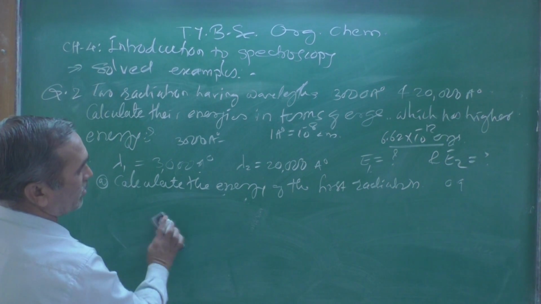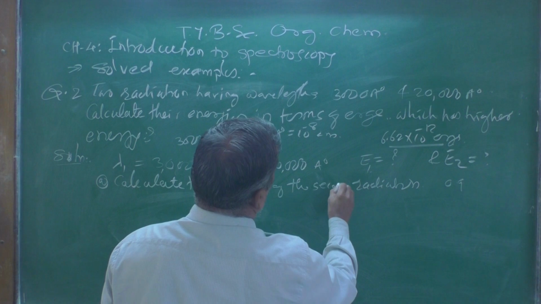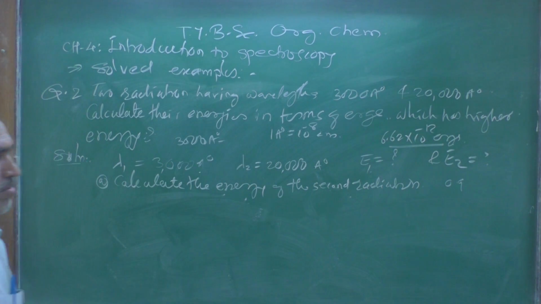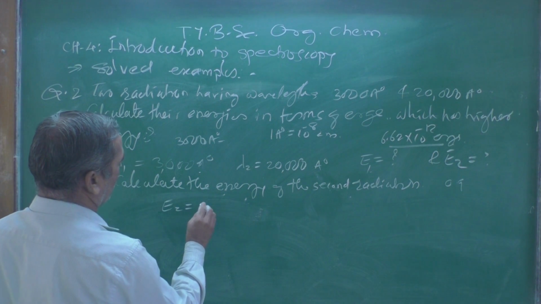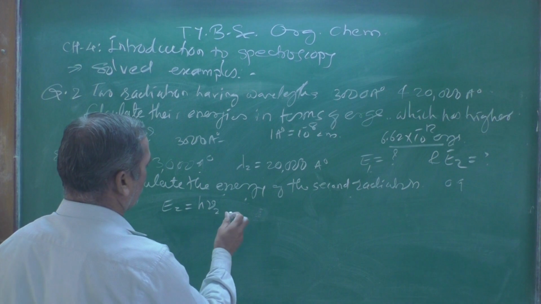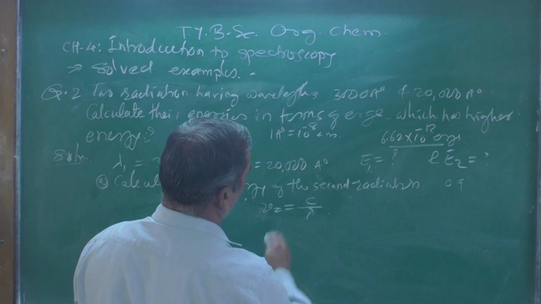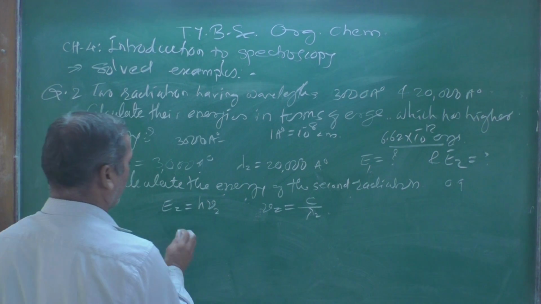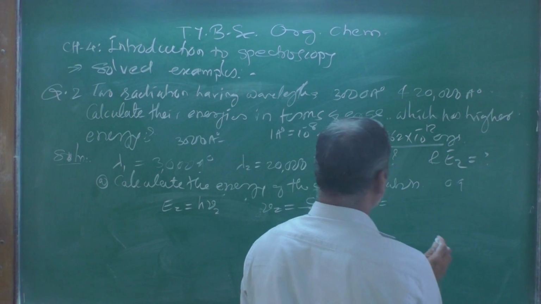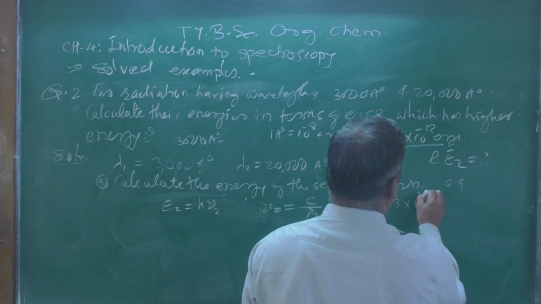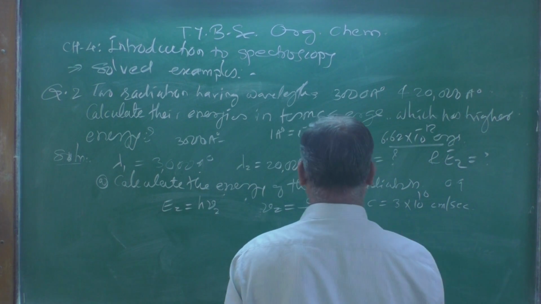Now calculate the energy of the second radiation. Here you just make the correction: calculate the energy of the second radiation. As we know, E2 is equal to h nu 2, which is nothing but h C upon lambda 2. So put the value of this. As we know, C is the velocity of light and it is near about 3 into 10 raised to 10 centimeter per second, and h is the Planck constant.